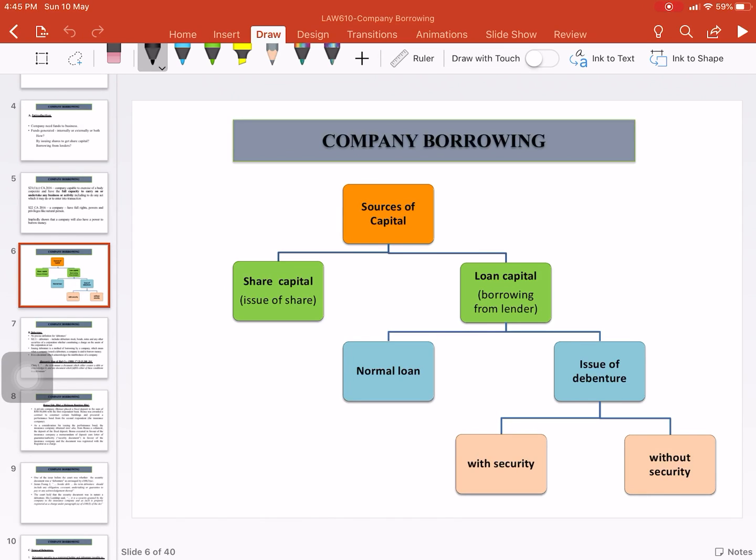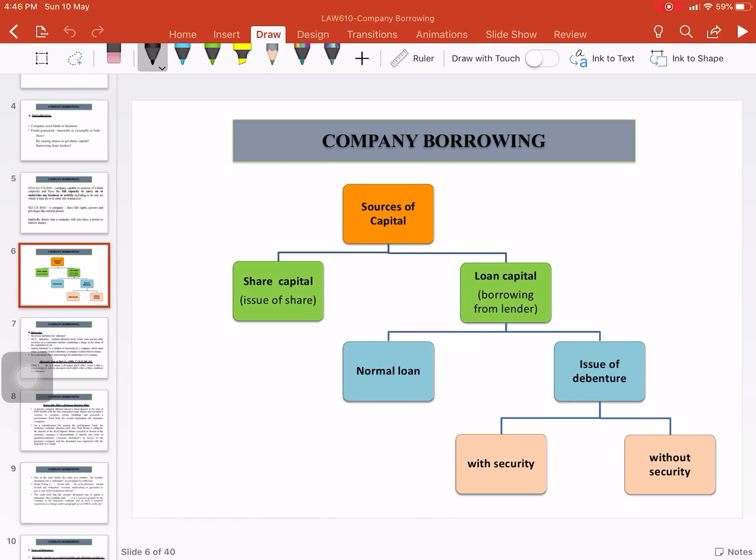Now, borrowing can be just a normal loan whereby you ask from somebody, from your family, your husband, your wife, or your working son, or your grandfather, mother, or anyone who would like to lend you some money. But another type of borrowing is where you issue a debenture. Okay. Now, what is a debenture? A debenture is an acknowledgement of debt. It is something to show that you owe somebody something, or a company owing the bank some money.